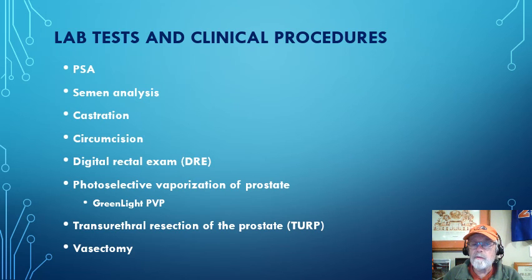Photoselective vaporization of the prostate. If they have a lesion, a cancer, and it's well localized to one spot, they can sometimes vaporize it by light, like a laser. So they could zap it out, and that's called photoselective vaporization of the prostate. Transurethral resection of the prostate, we talked about that before. When the prostate is big, they go up through the urethra and core it out from the inside, make the opening of the urethra bigger, put a catheter in there to create a stent, and then later on remove that catheter.